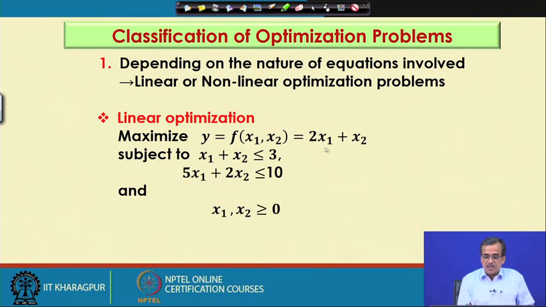So, this is the objective function, and it is subjected to two conditions: x1 + x2 ≤ 3, and 5x1 + 2x2 ≤ 10. These two are nothing but the functional constraints, and of course, there should be variable bounds: x1, x2 ≥ 0. This is the side constraint, and here both the objective function as well as the functional constraints are linear functions of the design variables. So, this is a linear optimization problem.